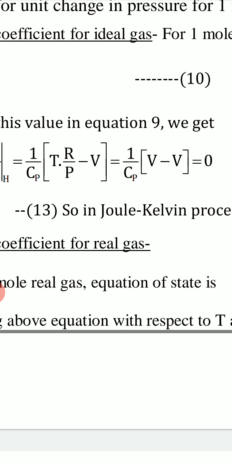Now, from this relation PV equal to RT, in the first term inside the bracket in the numerator it is RT. So we write it as equal to PV. P is cancelled out, it remains only one, V. So inside the bracket we have V minus V and it becomes 0.